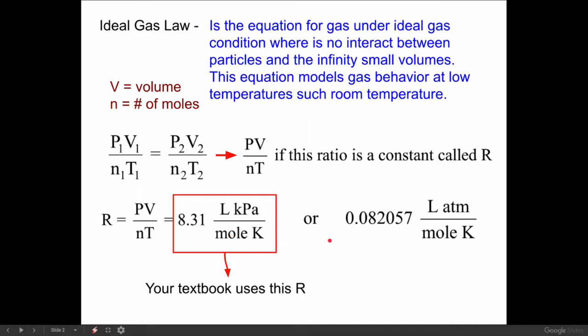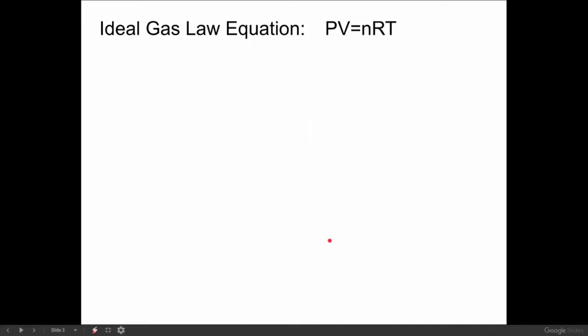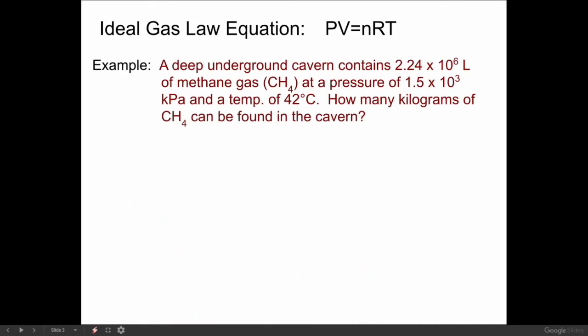Okay. Let's see how we're going to use this. I have a sample problem. First of all, the equation is always written as PV equals nRT. "PV = nRT" is kind of the common words or slang that chemists like to use.